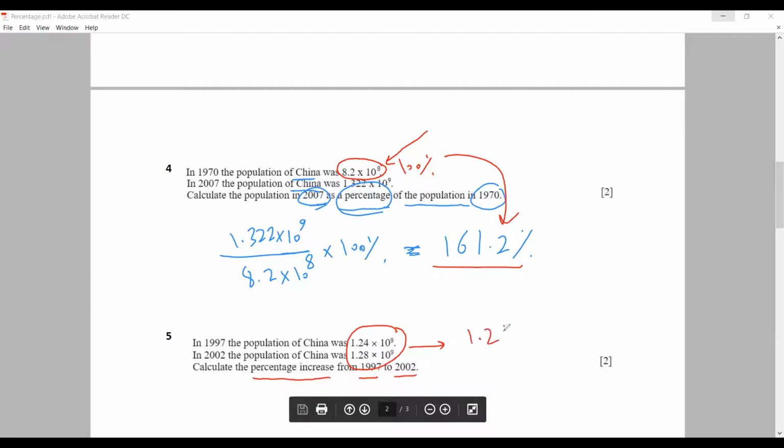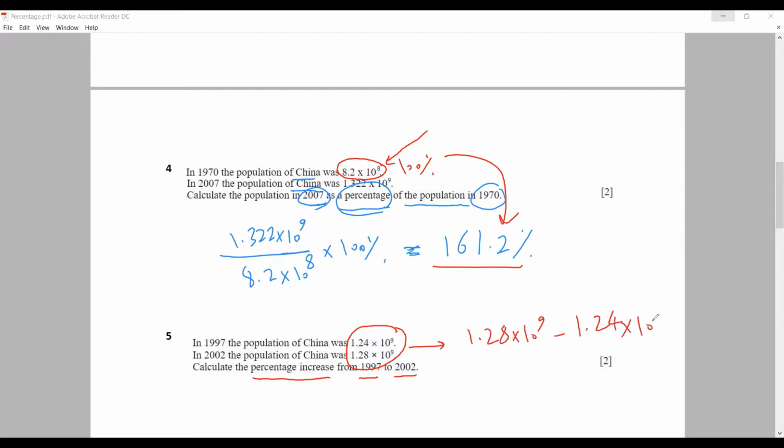So 1.28 times 10 to the power of 9 minus 1.24 times 10 to the power of 9. So I don't need a calculator for this, because these powers, they have the same index. So the answer is 0.04 times 10 to the power of 9, right? So that's how much it's been increased. Okay, that is about 40 millions, right?